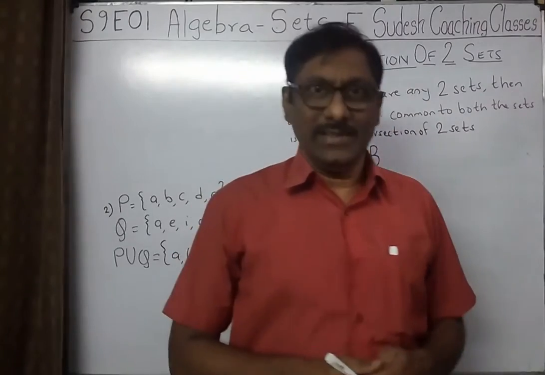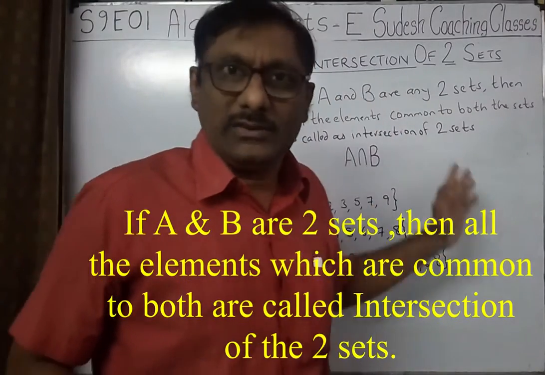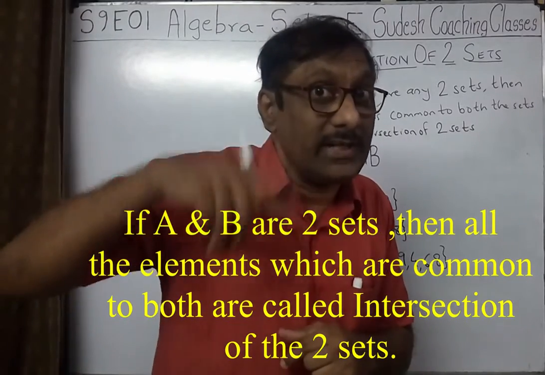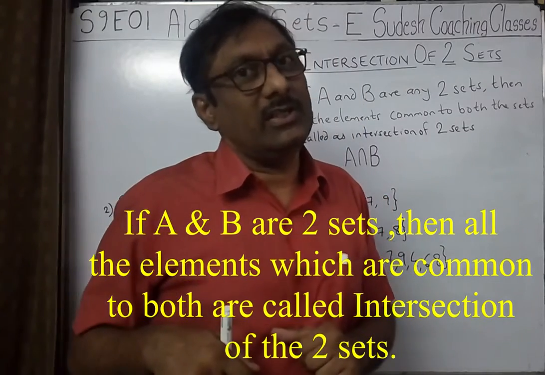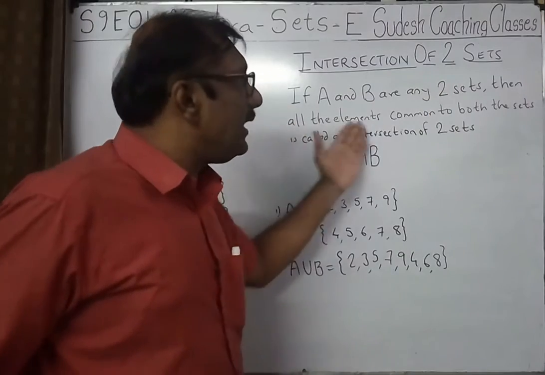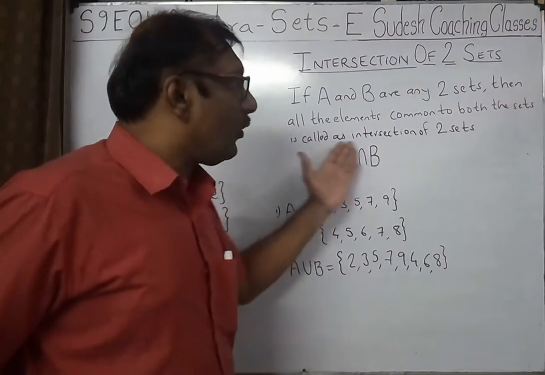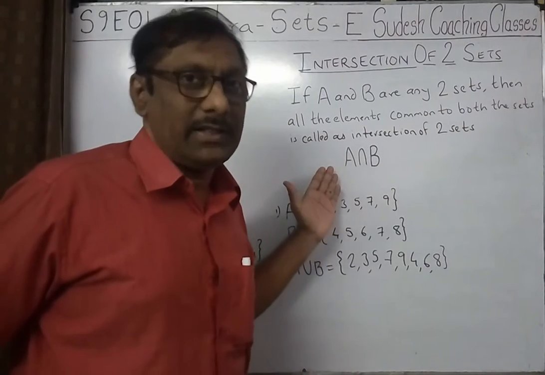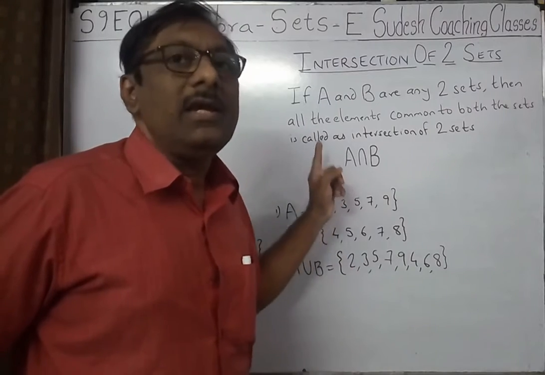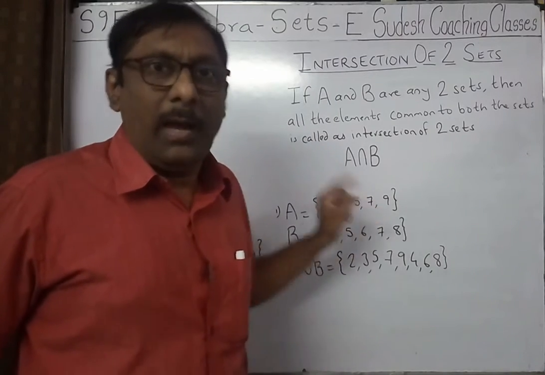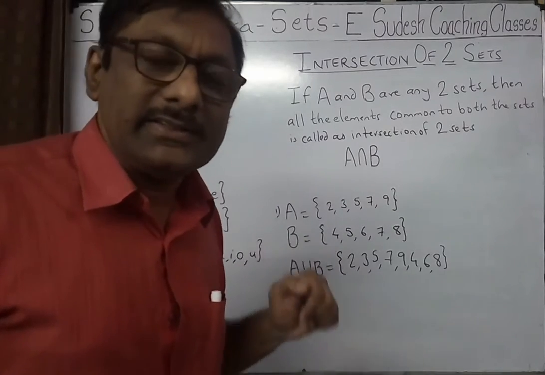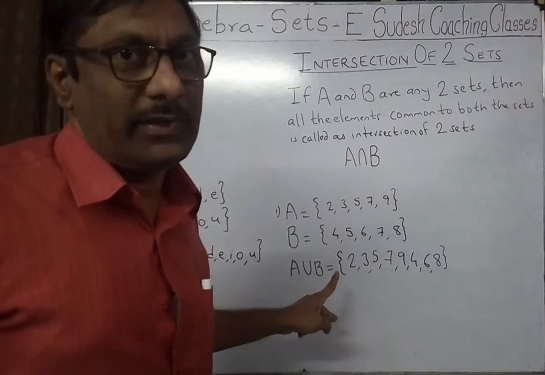Okay, students, here it is. If A and B are any two sets, then all the elements which are common to both of the sets is called the intersection of the sets. If A and B are any two sets, then all the elements common to both the sets is called the intersection of two sets and is written as A ∩ B but read as A intersection B. I purposely kept the two examples as they are because we are going to write the intersection of the two sets for these particular two examples.